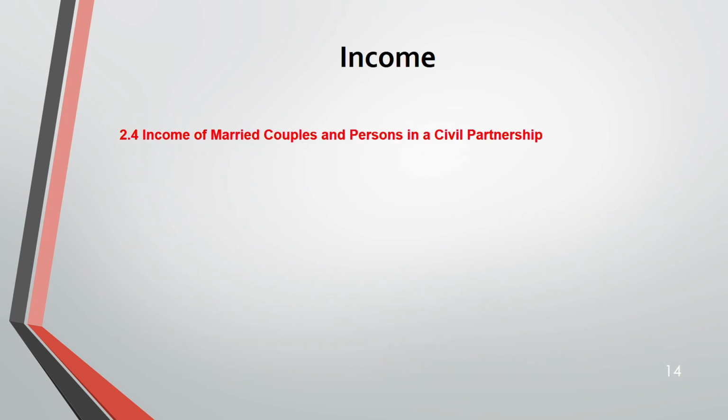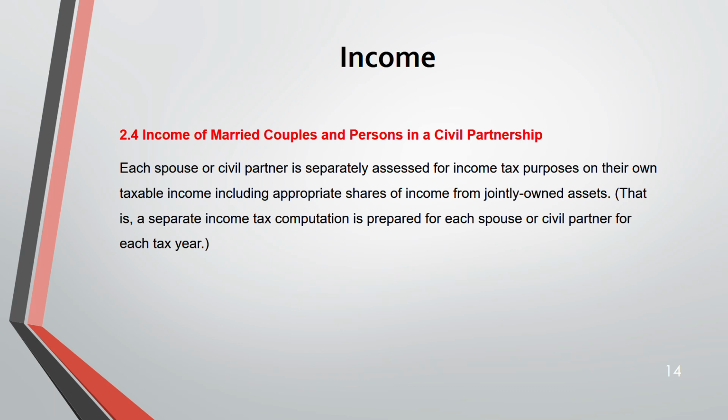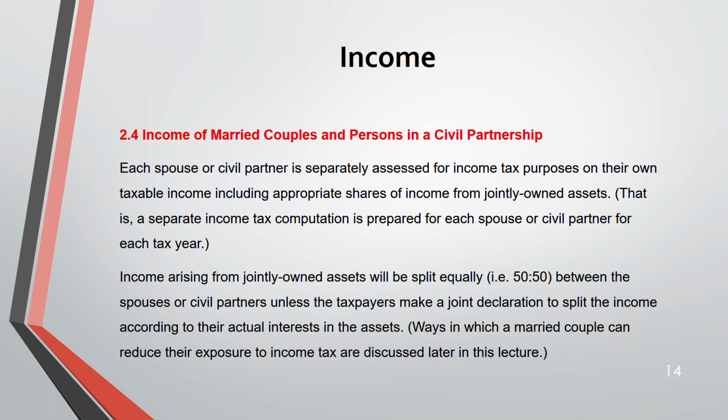Now, income of married couple. Each spouse are assessed separately for income tax. Husband income separate, wife income separate. You do not add them together. Okay. And if they have a jointly owned asset, we'll see what is their appropriate share in that asset. Okay. Now, income arising from jointly owned asset will be split equally 50-50 unless they make a joint declaration to split their income based on their actual percentage. Okay. And how the married couple can reduce their exposure to income tax will be covered later in this lecture.